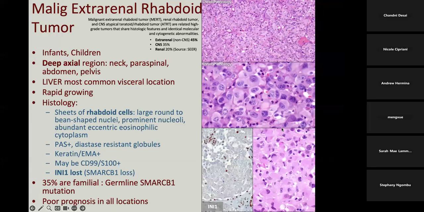Rhabdoid tumor. So we have renal rhabdoid tumor, obviously in the kidney. We have extrarenal rhabdoid tumor in the deep axial region of kids. We have CNS ATRT, all of which are similar high-grade epithelioid to rhabdoid tumors growing in sheets with loss of INI1. Some of these kids have germline SMARCB1 mutation, but essentially in all locations and under all guises, whether it be epithelioid sarcoma or extrarenal rhabdoid tumor, poor prognosis in all. So if you have an INI1 lost tumor, you're basically dealing with a poor prognostic situation.